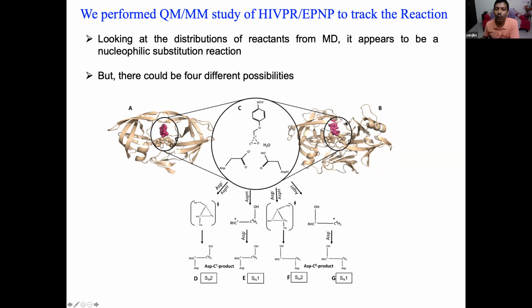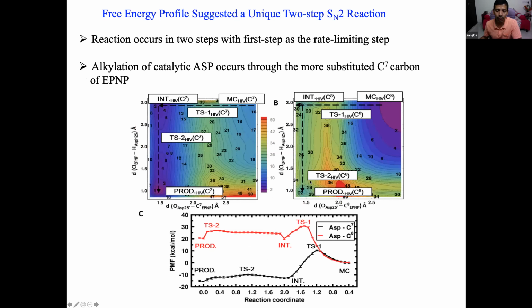Sure. Yeah, thank you. So what we are doing is looking at the active site of the protein quantum mechanically, and the rest of it by molecular mechanics. So we did QM/MM calculations, and from the QM/MM calculation, we got the free energy profile. We found it is an SN2 reaction where there is a transition state, there's an intermediate, and there is a transition state 2.